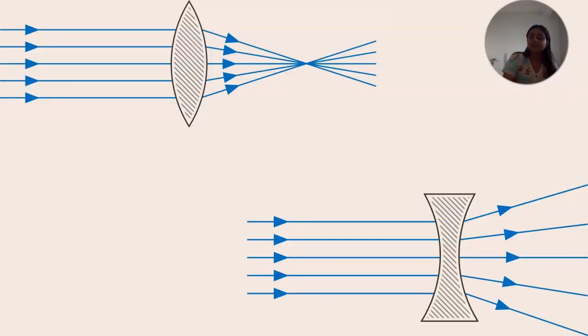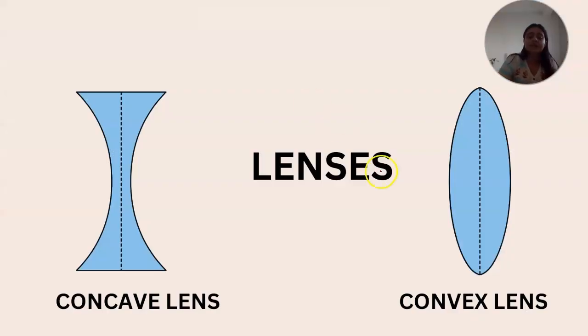So see, this is basically the convex lens and this is the concave lens, where you can see the double inverted C's, right? These are the concave lens and this is the convex lens.